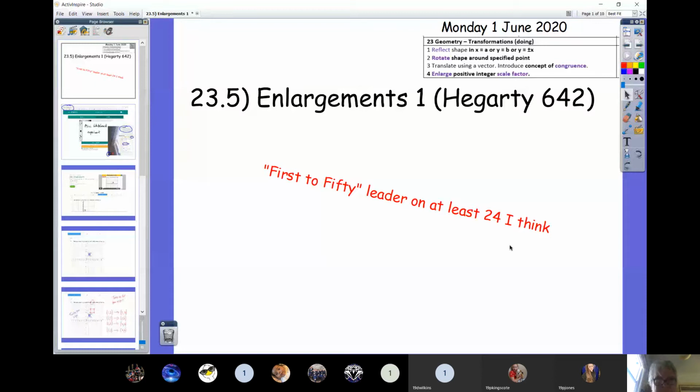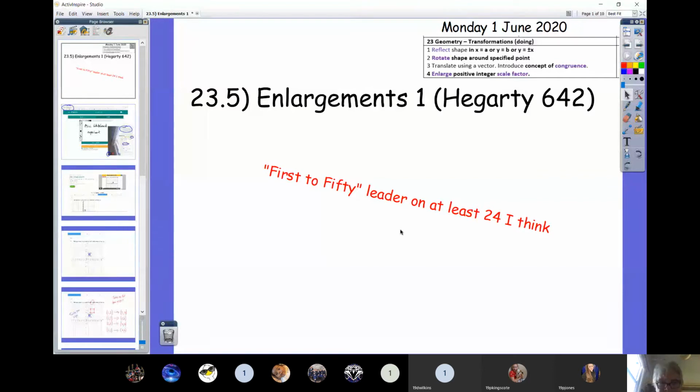It's where you are either making shapes larger or smaller. So they're still the same shape, so they're similar shapes. So if you're starting with a square, you'll get a bigger square or a smaller square. So enlargements is all about making a shape bigger or smaller.